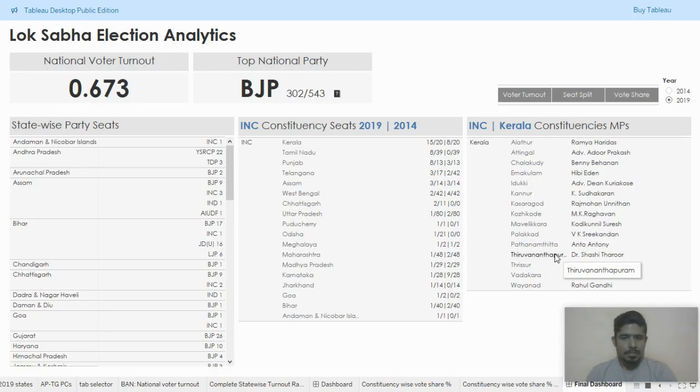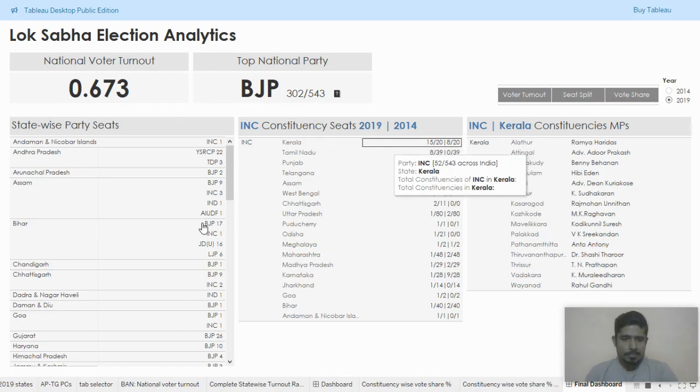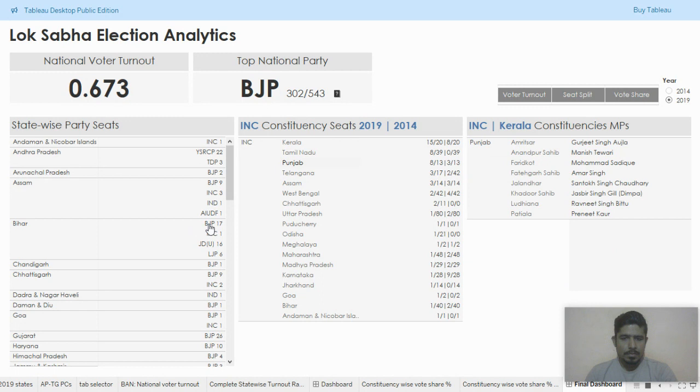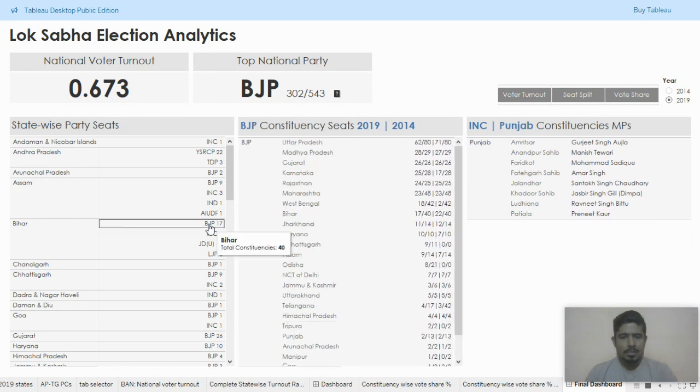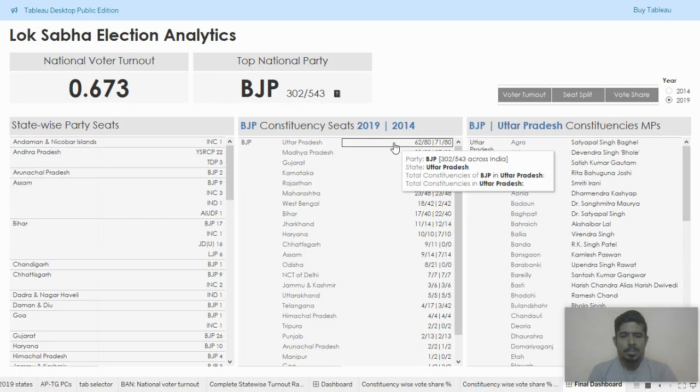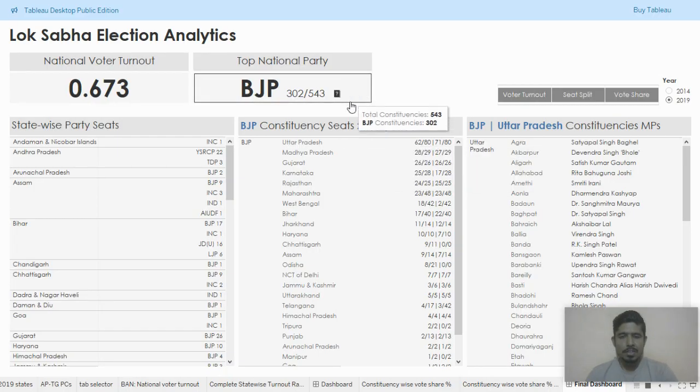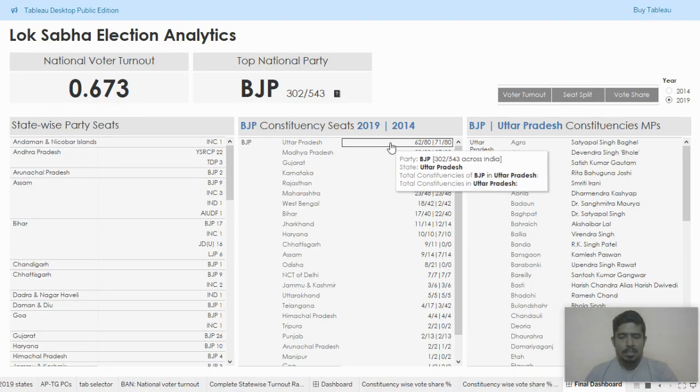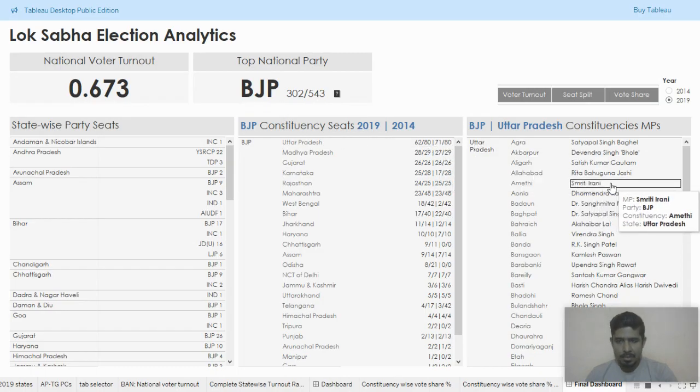Let us see this constituency seats 2019 versus 2014 for BJP. So here in Uttar Pradesh, BJP was able to secure 62 out of total 80 seats. And as the tooltip says, BJP secured 302 out of total 543 seats across India. This is what is shown here in the KPI also. Now, if I hover over here, I am able to see all the 62 MPs of BJP from the state Uttar Pradesh. So in Amethi, I am able to see Smriti Irani.